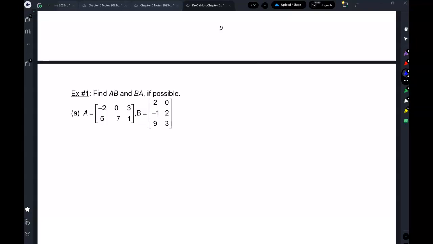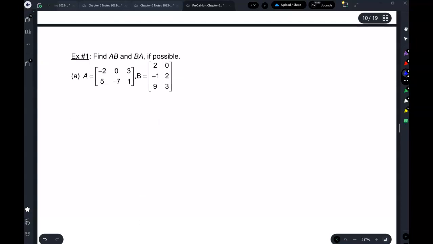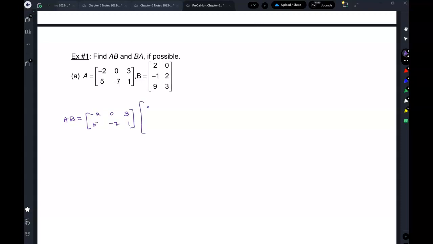Okay, so here I have matrix A and matrix B, and I want to find A times B, right? Okay, so first of all, what are the dimensions of A? It's 2 by 3, and this is 3 by 2. Okay, so they can be multiplied because the 3's are the same, and then the product is going to be a 2 by 2. Okay, so let's go ahead and write that down. AB is equal to this matrix times this matrix.